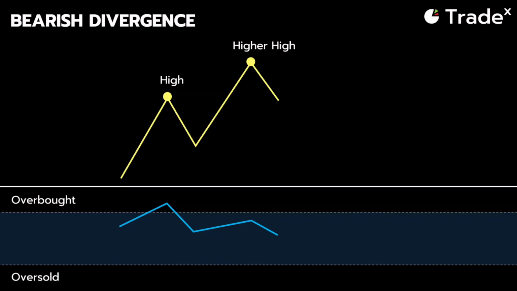Next, for this strategy to be effective, the RSI should enter the overbought zone during the first high, indicating strong momentum. Then, during the second high, the RSI should exit the overbought zone and return to a more moderate level. This shift illustrates a loss of momentum and increases the likelihood of a price reversal.